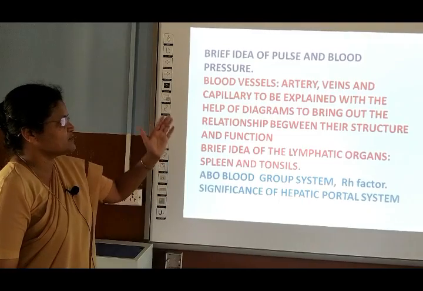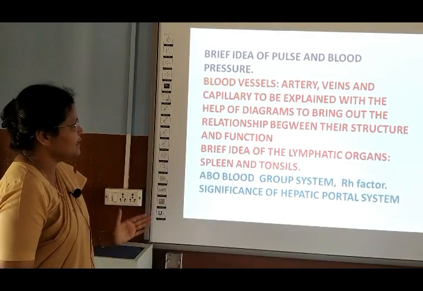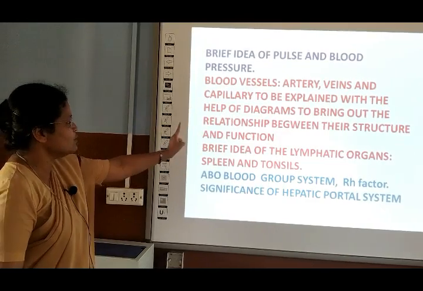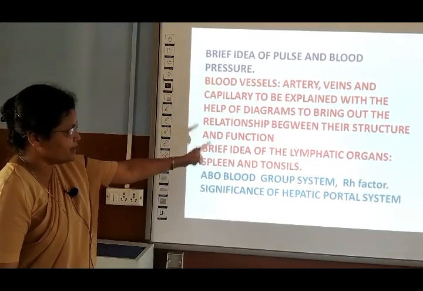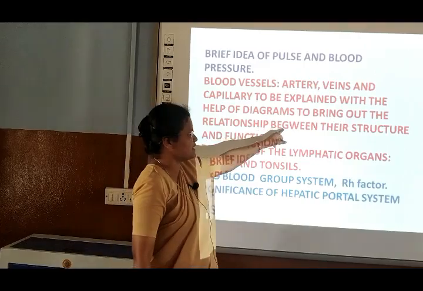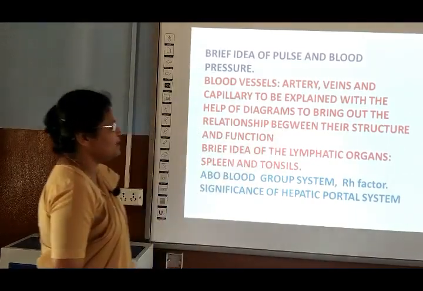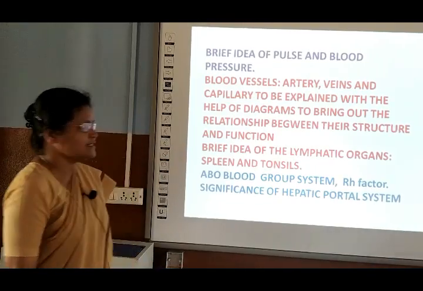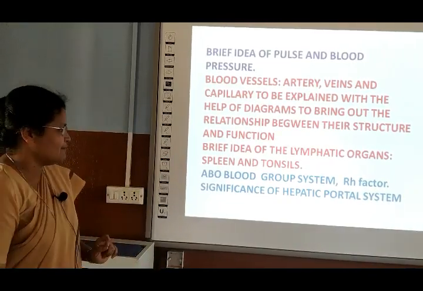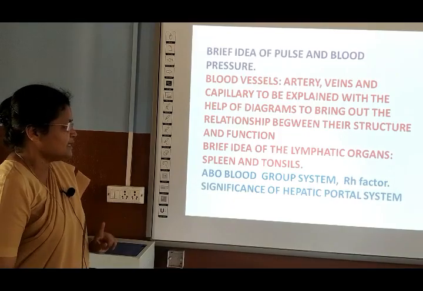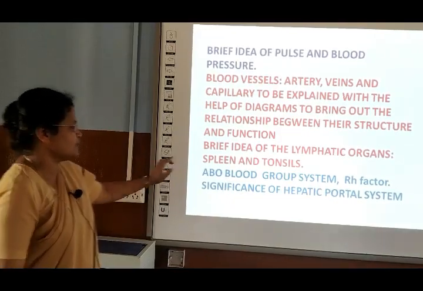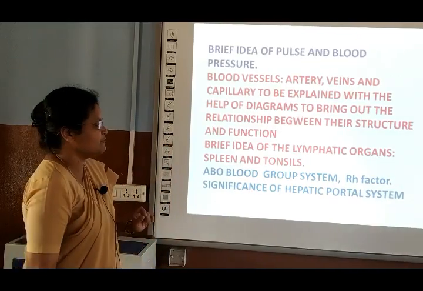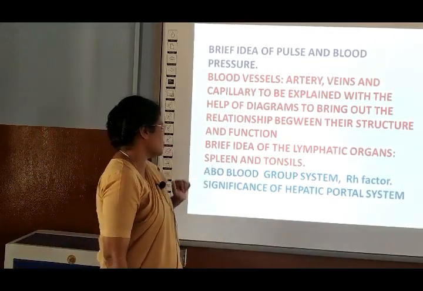Then blood vessels, that is your artery, veins and capillary, to be explained with the help of a diagram to bring out the relationship between their structure and function. There is a spelling mistake here, it is T. And a brief idea of the lymphatic organs, that is the lymphatic system, I will teach you. Then you have the spleen and tonsils as your lymphatic organs. Remember, they will ask you to give 2 examples for the lymphatic organ, that is your spleen and tonsils.